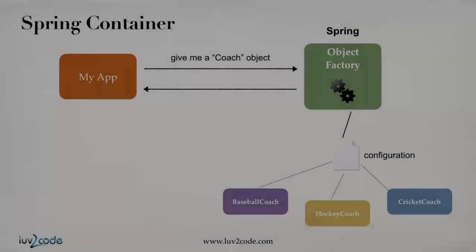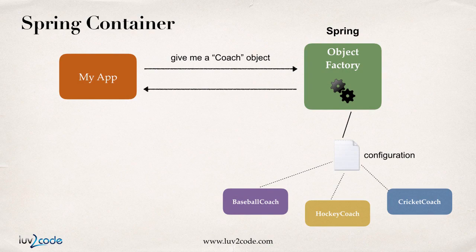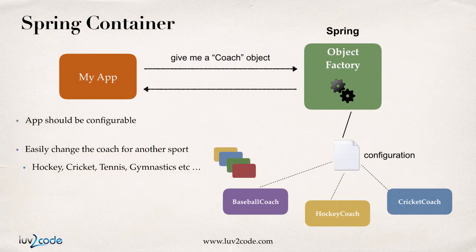So let me switch back to our slides here for a second, because now we've come full circle. We have an app that meets the requirements. Our app is configurable based on that configuration file we just worked on. And also we can easily change the coach for another sport by simply putting in a different coach implementation. So I like to say mission accomplished. We've met all of those requirements from our manager. So, hey, boss, we got it all covered here. We're all done for the day.